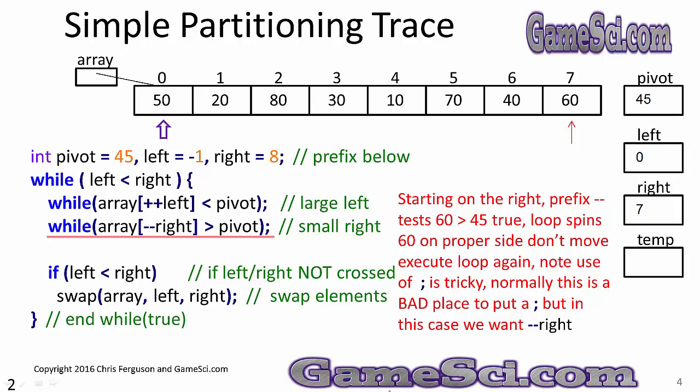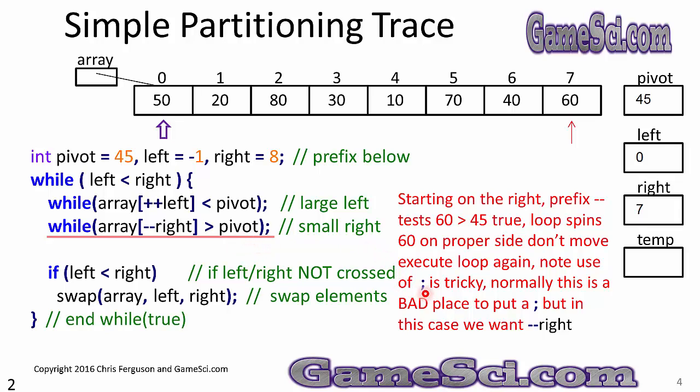Dropping down to the second loop, while the array sub minus right is greater than the pivot. Starting on the right side, look at this arrow, and a prefix of minus, we're going to test whether 60 is greater than 45. Well, that's a true statement. When this statement is true, this loop is going to spin back up and do it again. 60 is on the proper side. We don't want to move it. What we want to do is execute this loop again.